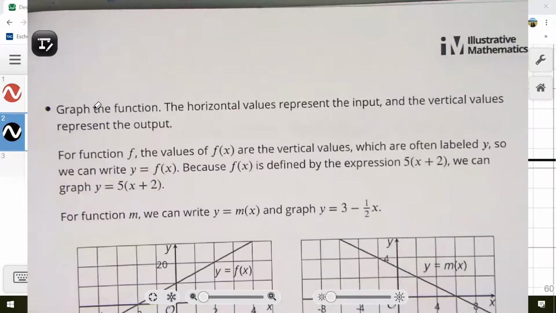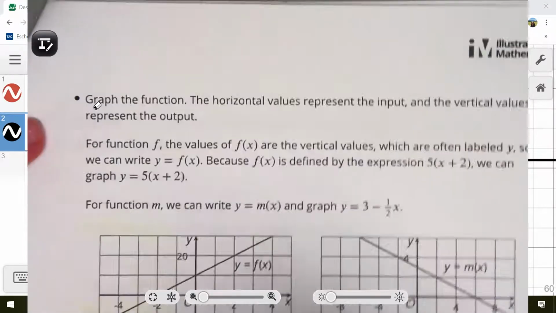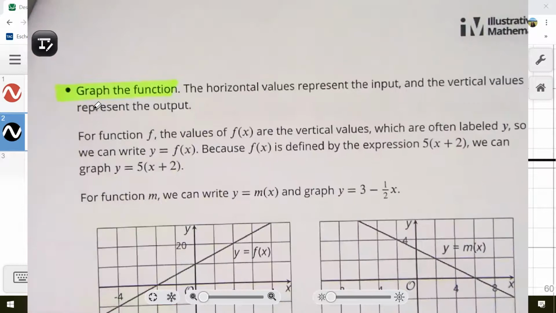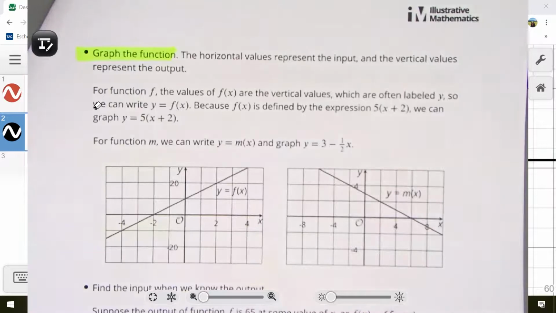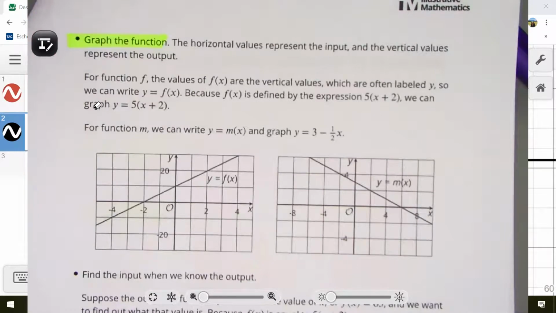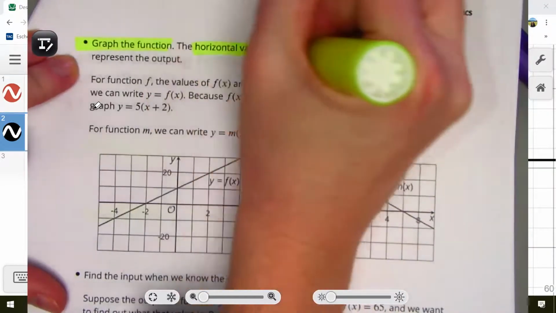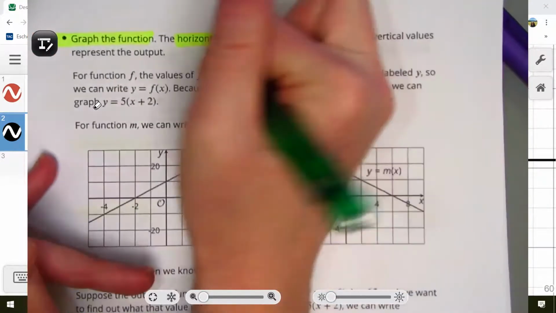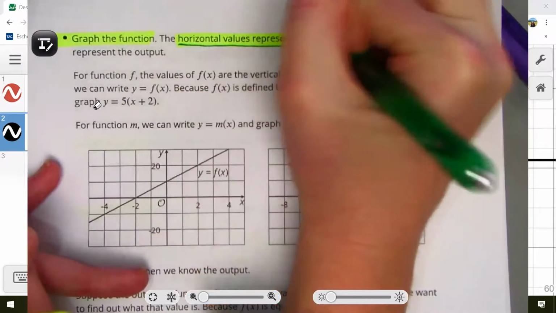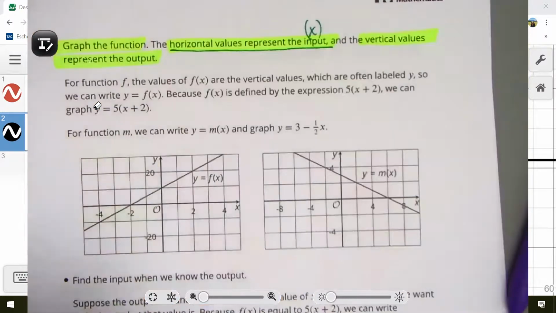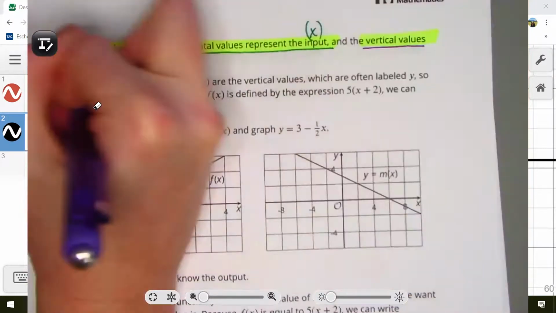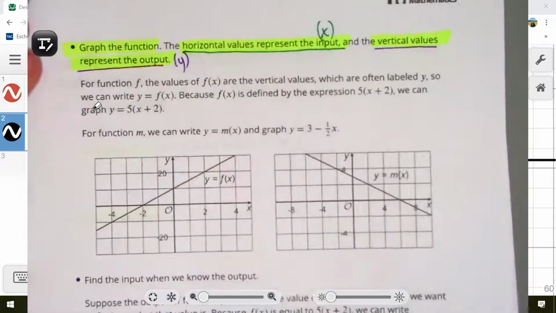Next, knowing the rules of the function, we can graph them. Is that on the next page? Yeah, I don't know why those tables are on one page. You can graph them. The horizontal values represent the input. The ones on the horizontal axis, that's our x. And the vertical values represent the output. What we know is the y values.